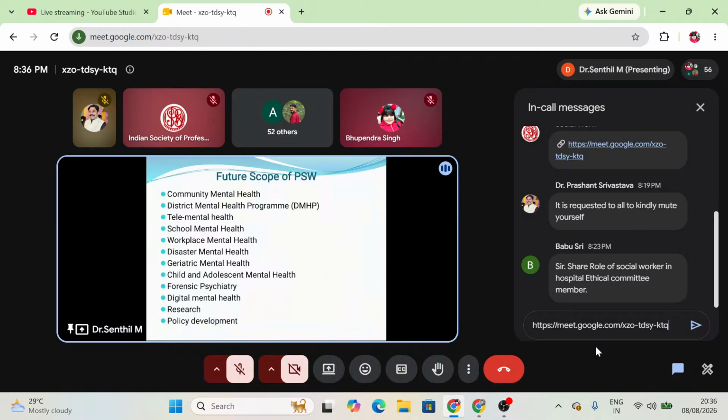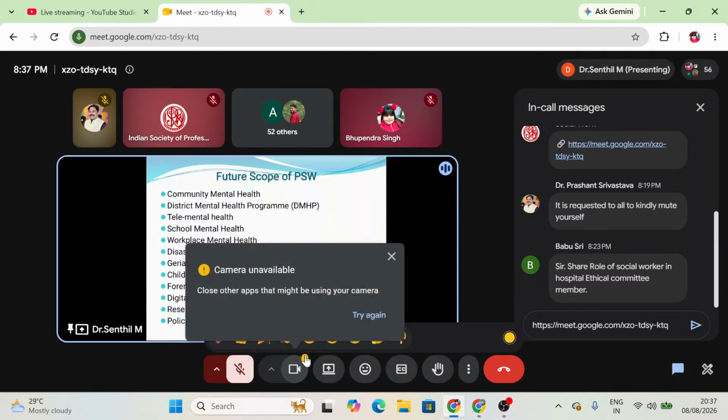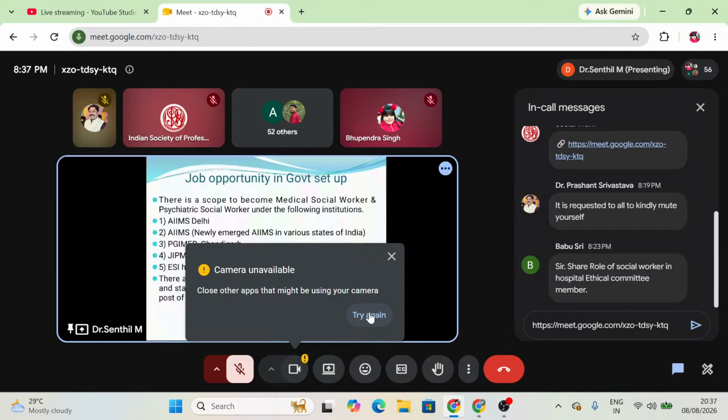Future scope of social work: you can work in all these areas. You can work in the community, in the district mental health program. The psychiatric social worker can work in tele-mental health, school mental health, workplace mental health, disaster, geriatric. So the list is very big actually. The social worker has all the scope.